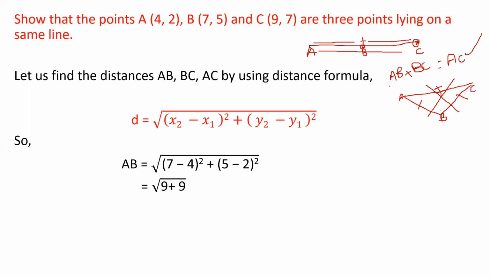And then I get 9 plus 9, which is root 18. And this is the distance of AB. That root 18 can be written as 3 root 2, because root 18 can be written as root 9 into root 2. The value of root 9 is 3. So root 18 can be written in the form of 3 root 2 units. Done.